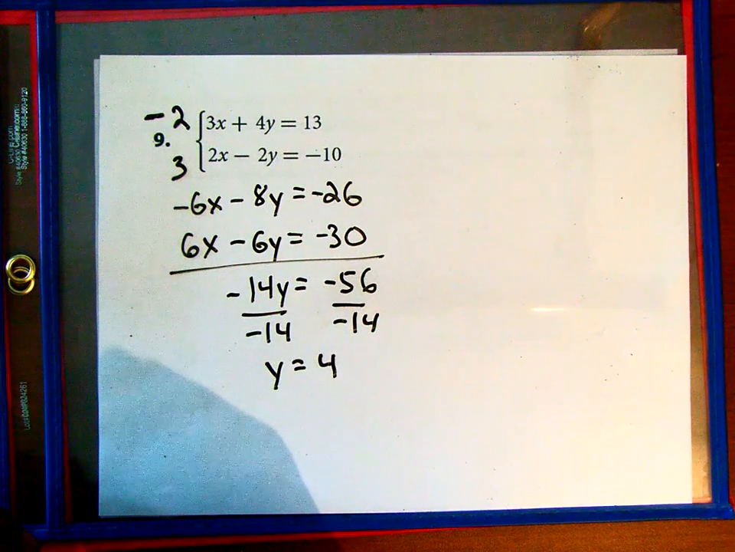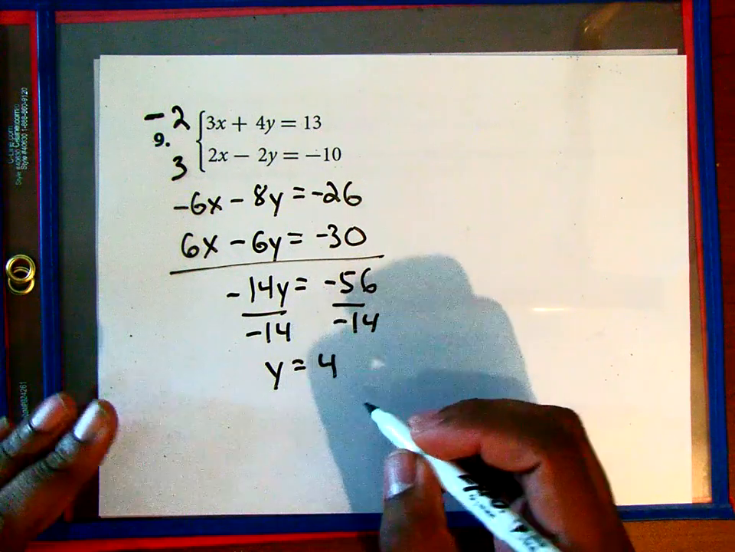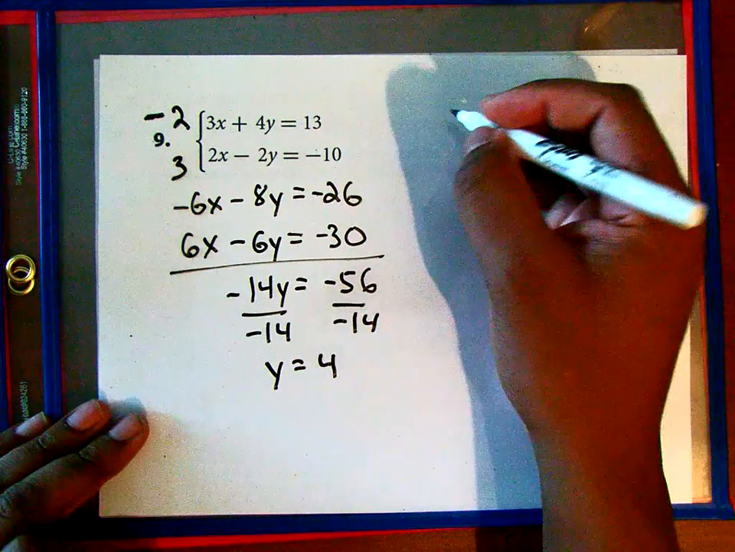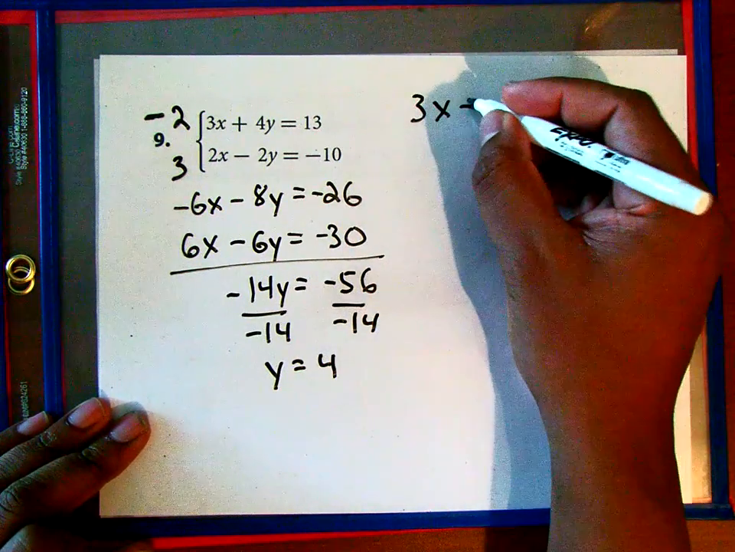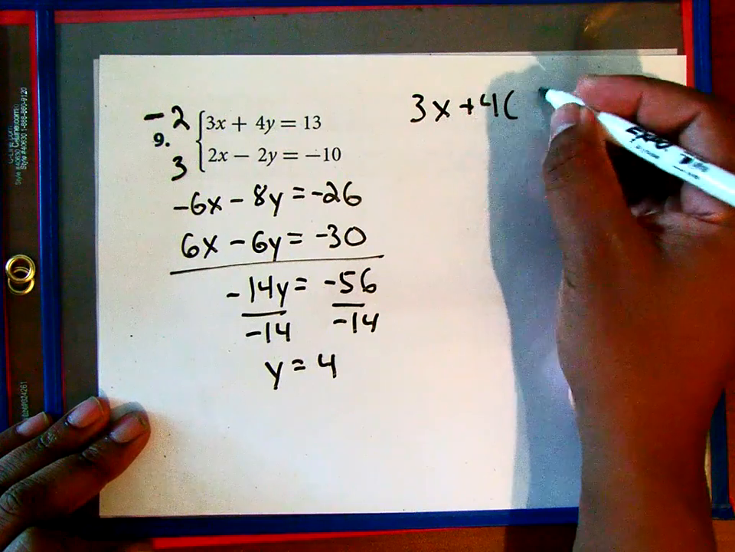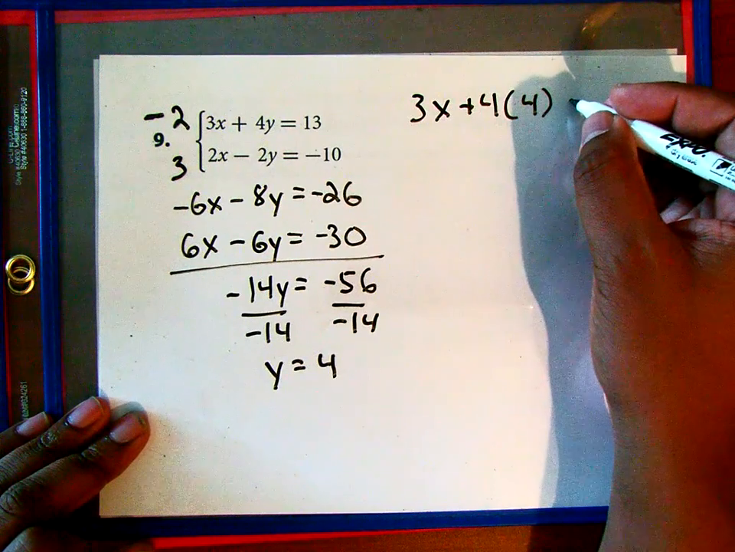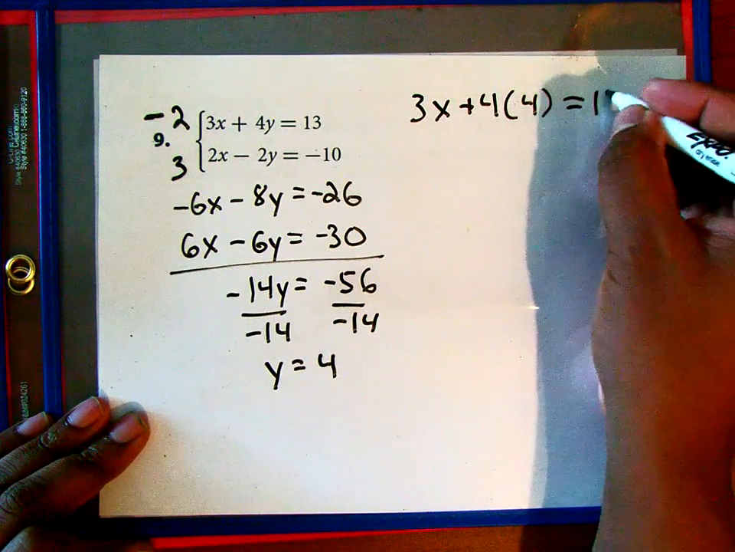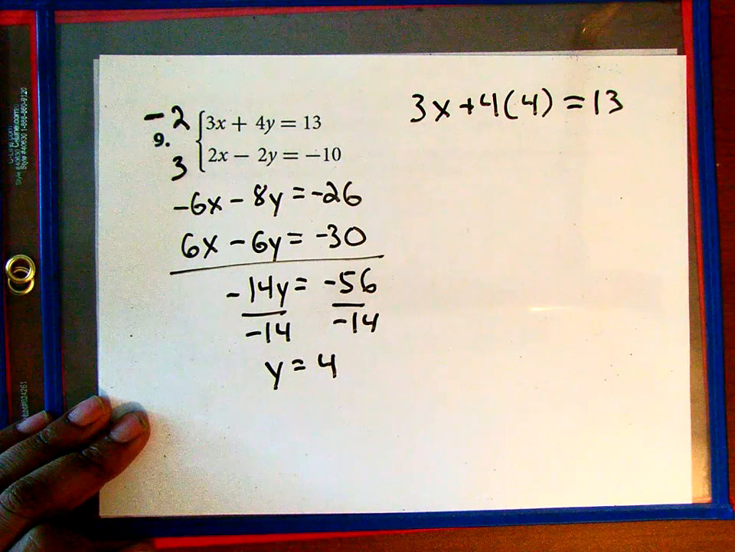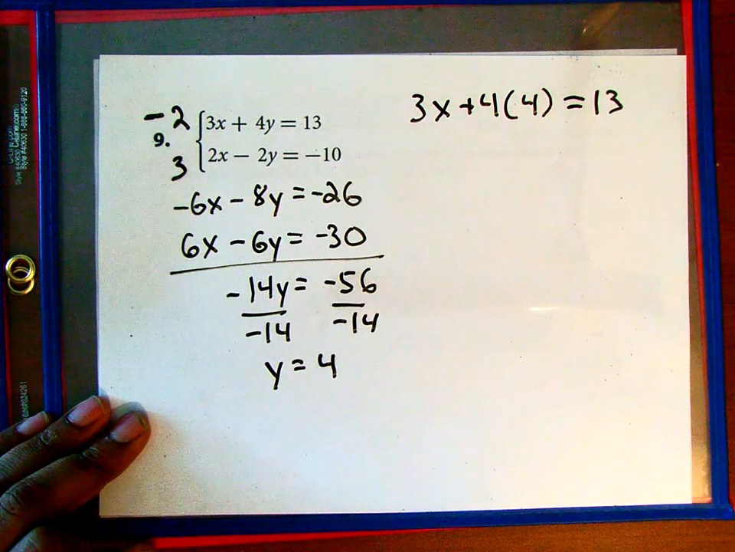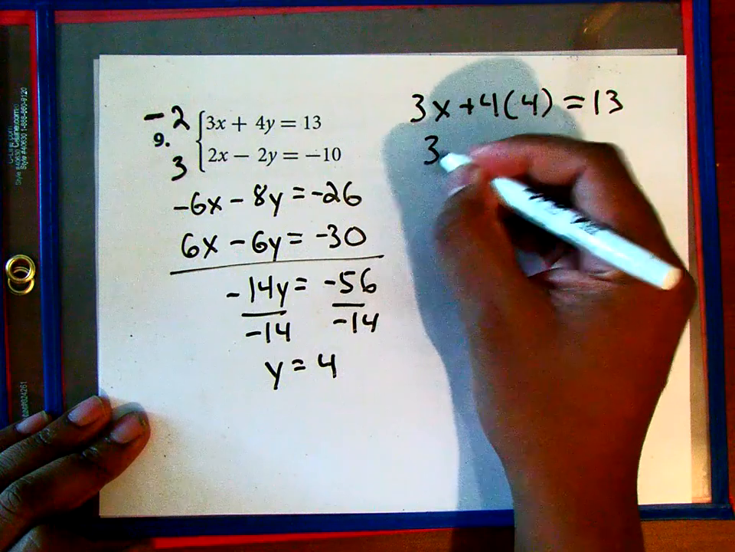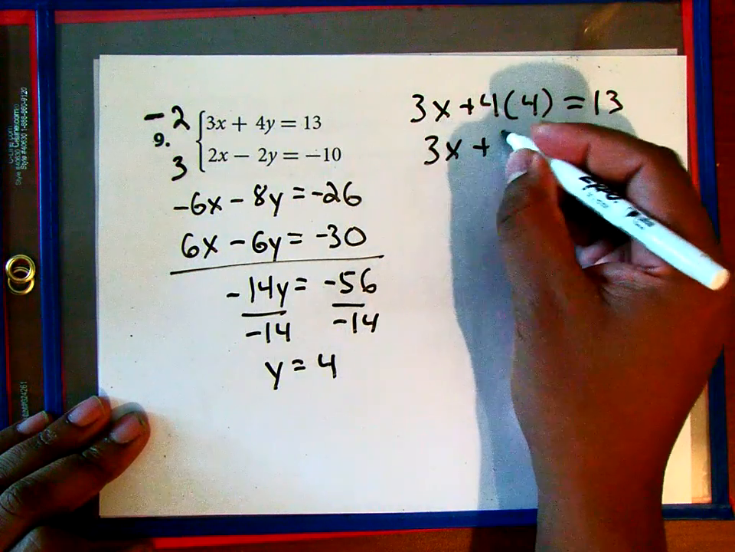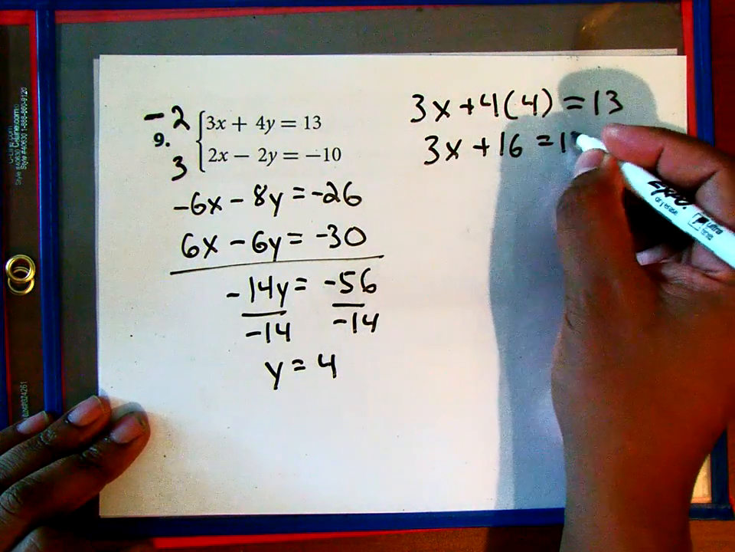Okay, and number 10, next thing I'm going to do is go ahead and plug this 4 in. That's going to leave me with 3x plus 4 times y, which is 4, is equal to 13. Now I have 3x plus 16 is equal to 13.